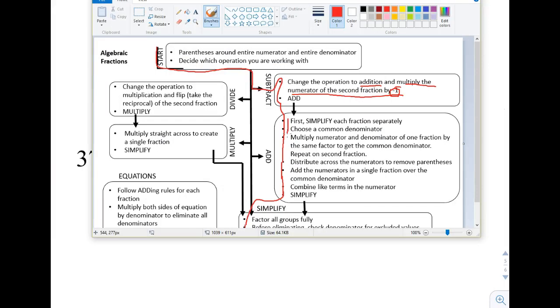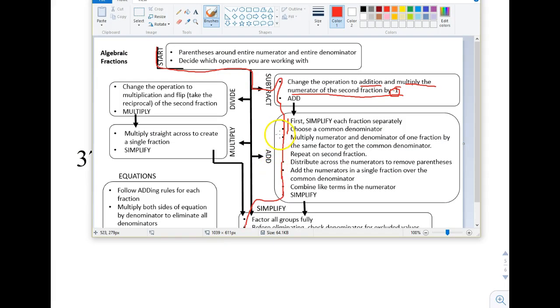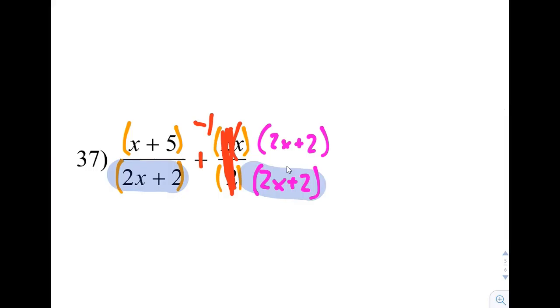Let's check our steps now. Multiply numerator and denominator of one fraction by the same factor to get the common denominator, and repeat on the second fraction. Since we already have it over here, we don't need to do anything additional. Here we multiply top and bottom so that we have the common denominator. So we did that, and we are moving on to distribute across the numerators to remove parentheses. Distribute across only the numerators to remove parentheses.